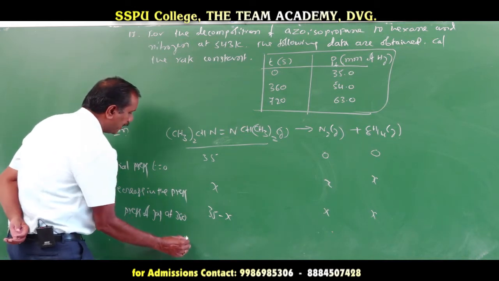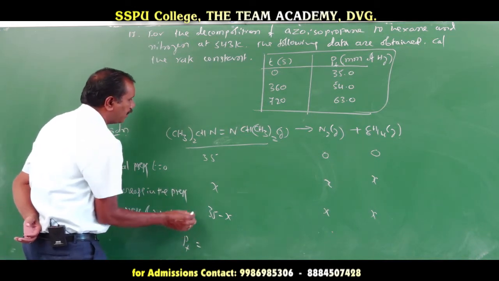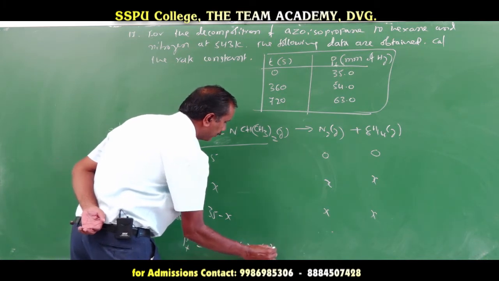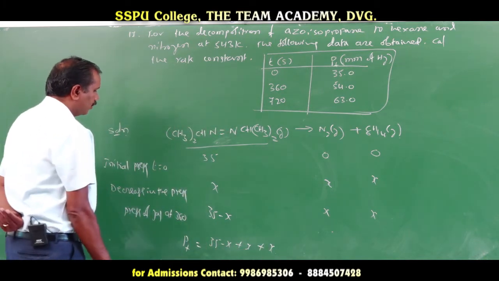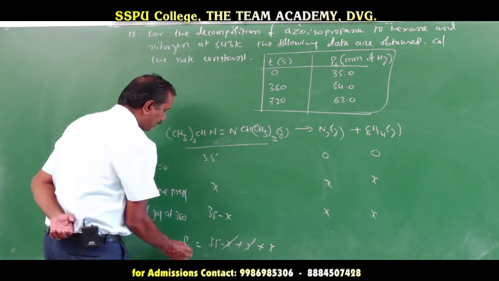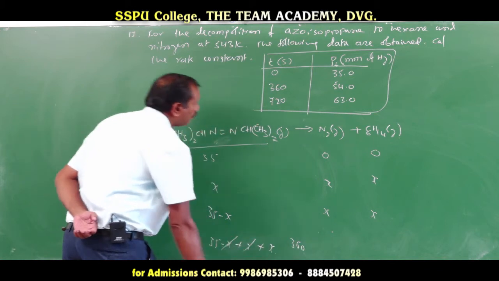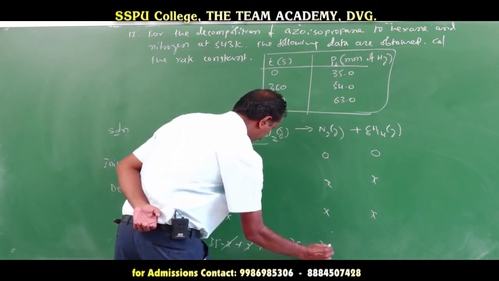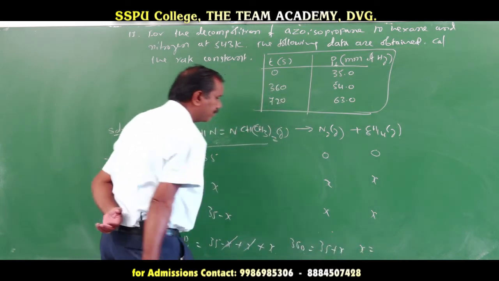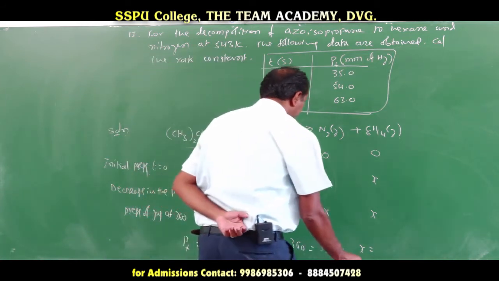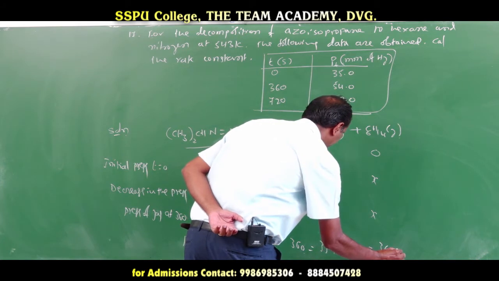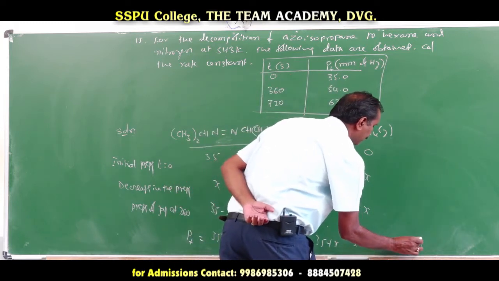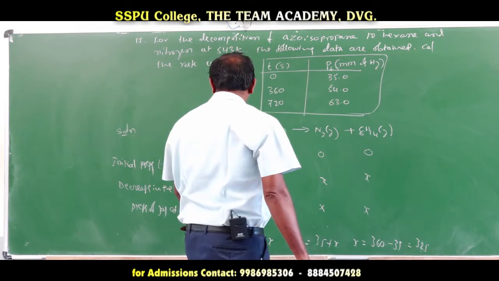Then P total is equal to the partial pressure of this compound, that is 35 minus X, plus X plus X. Then minus X plus X is cancelled, where PT is 360, that equals 35 plus X. So X becomes 360 minus 35. 360 minus 35 is nothing but 325.